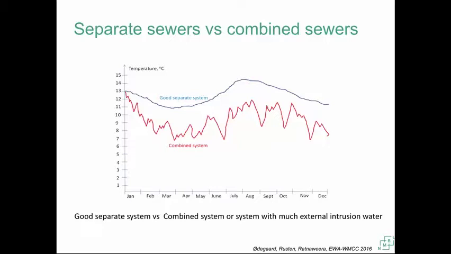So the problem is that most of our wastewater pipelines, or sewers, in Norway for example, are still combined sewers. That means they collect both wastewater and the rainwater and snow melting, which is the reason that we get a problem. That's why we get much lower temperature in our sewers, not because it's cold outside.